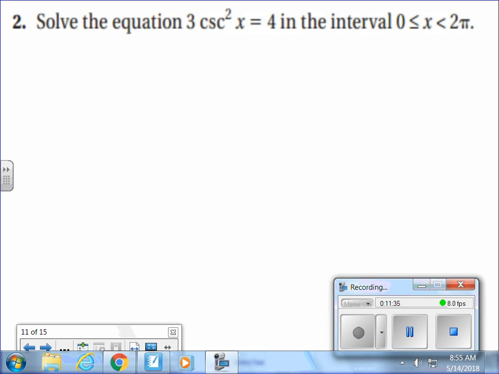So before I even start, let's discuss cosecant. Who is cosecant the reciprocal of? Just shout it out. Who is cosecant the reciprocal of? It is sine. It's the reciprocal of sine. So keep that in mind as we're working.